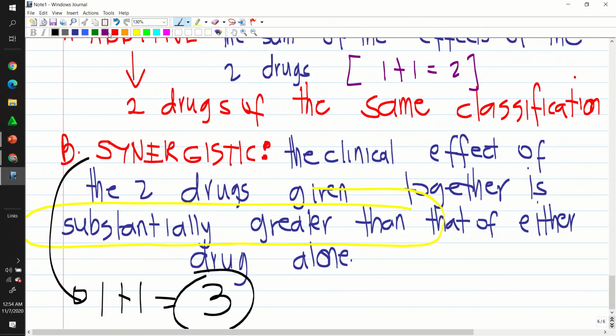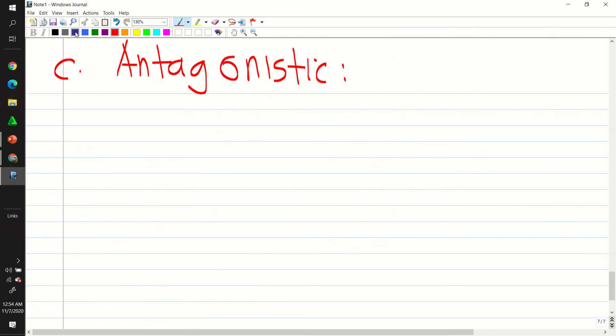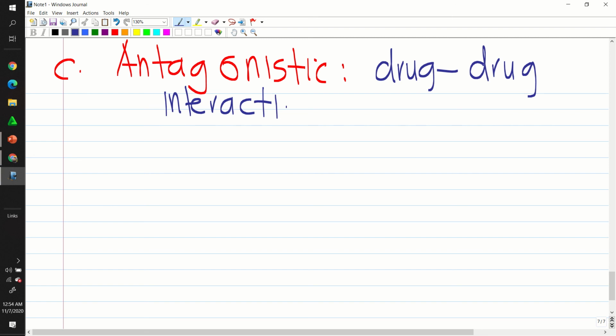Aside from your additive and your synergistic, letter C is your antagonistic drug effect, obviously from the term alone. What about your antagonistic drug effect? That is illustrated as your drug-drug interactions. When drugs with antagonistic effects are administered together, one drug reduces or blocks the effect of the other.